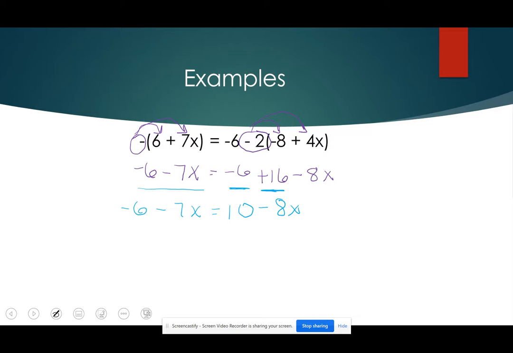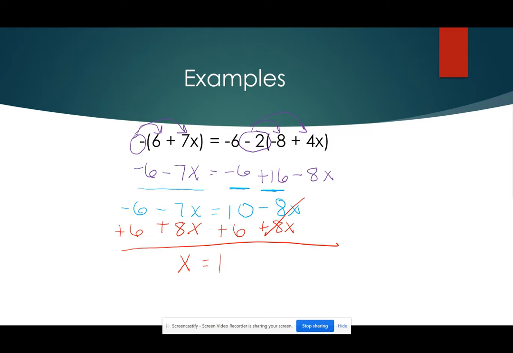So in order to do that, I'm going to move all of my variables to the left. So to get rid of 8x, I'm going to add 8x to both sides. So that will cancel out, and we are left with positive x. So that means I want to move this -6 to the right side. So to undo the subtraction, I'm going to add 6.